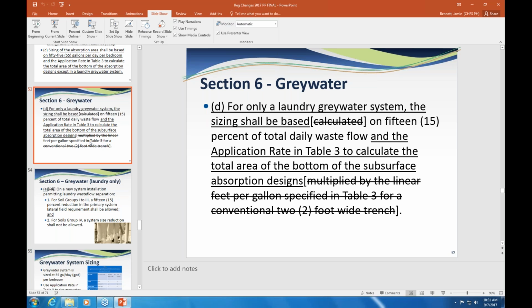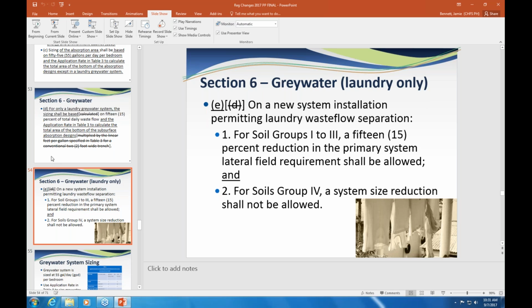All right, D. For only a laundry gray water system, the sizing shall be based on 15% of the total daily waste flow and the application rate in Table 3 to calculate the total area of the bottom of the subsurface absorption. On a new system installation permitting laundry waste flow separation, number 1, for soils group 1 through 3, a 15% reduction in the primary system lateral field requirement shall be allowed, and for group 4 soils, the system size reduction shall not be allowed.